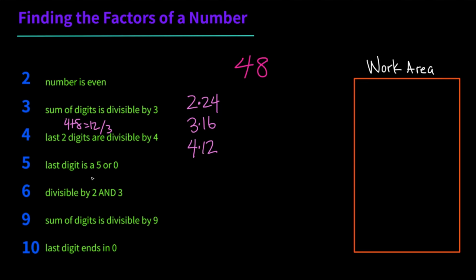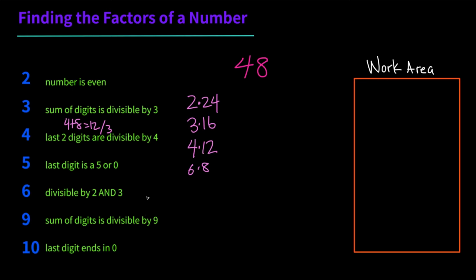Next, we can check quickly if it is divisible by 5, if it ends in a 5 or a 0. This is not divisible by 5, we can go to 6. We see that it is divisible by 2 and 3. We know 48 is divisible by 6. If we're good with our multiplication, we know that 6 times 8 is 48.